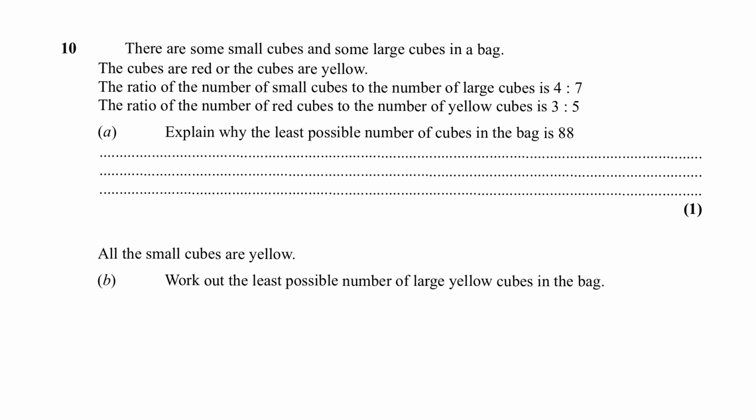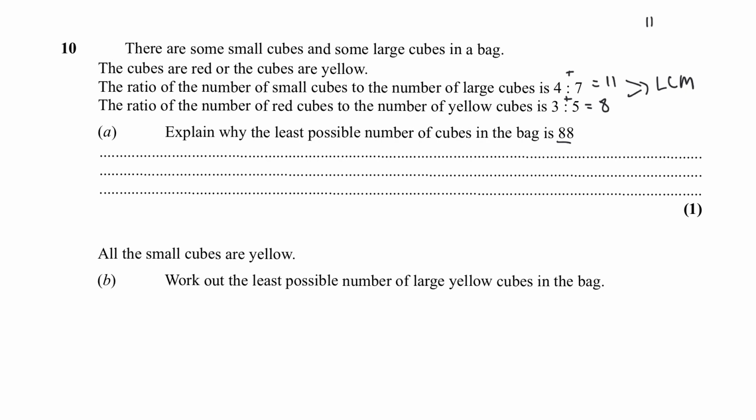Well, if we have a look, it's simply because if you add the 2 ratios of the 4 and the 7 together, you get a total of 11. If you add the ratios of the 3 and the 5, you get an 8. But in order to work out the minimum number, you would essentially have to work out the lowest common multiple between 11 and 8. And so the lowest common multiple between 11 and 8 is 88.